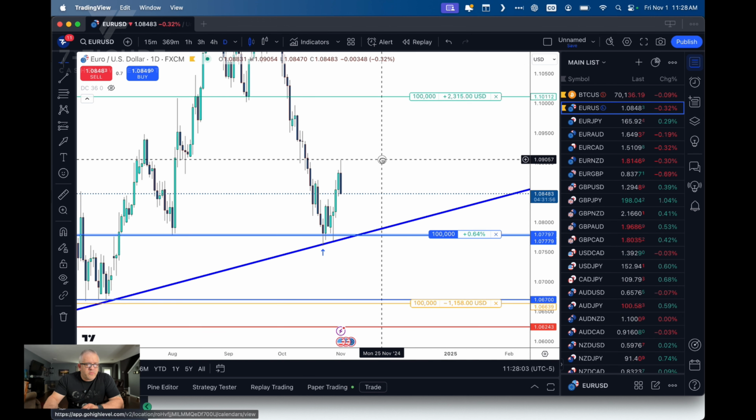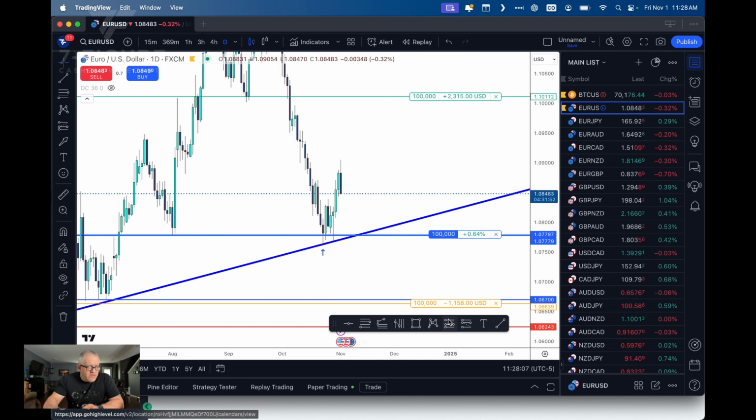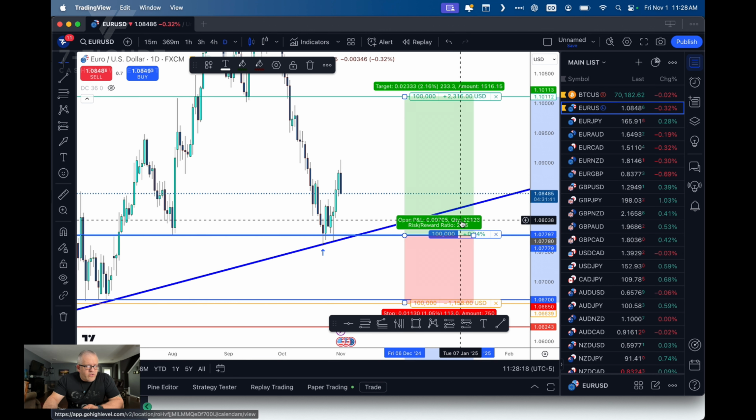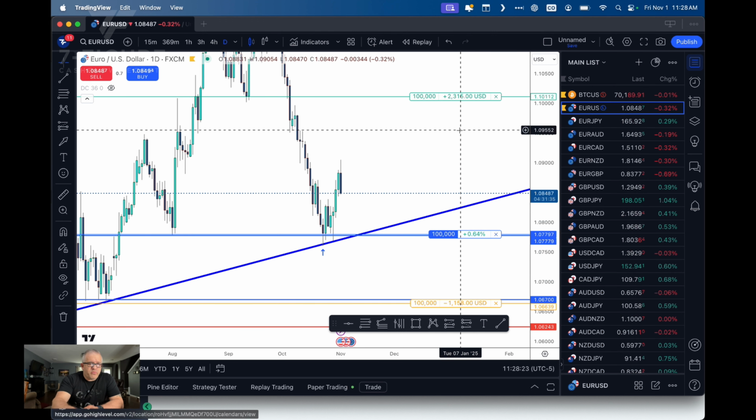And here, this would be typically a 2-to-1 risk reward ratio. We can actually go ahead and see this. This is the long position. So yes, this is a 2-to-1 risk reward ratio, as we can see here, which is perfect, right?